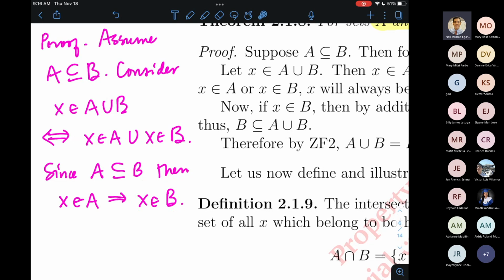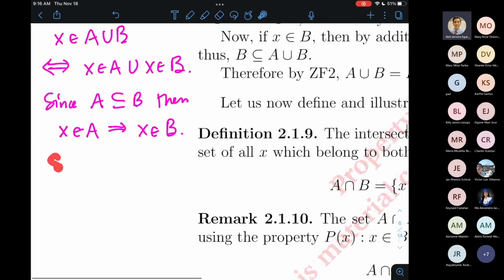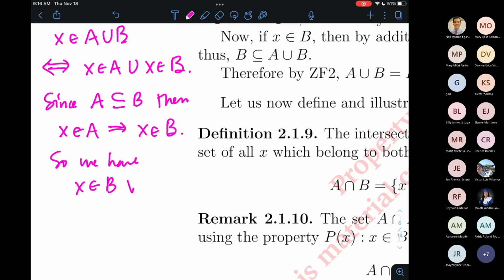But that is a rule of inference. So that means, so we have X element of B or X element of B. Mali pala. Hindi pala union yung gamit ko rito. Dapat or. Okay? Or siya dapat kasi tinranslate ko na siya into elements. Alright? So, and then, this is P or P. So, pwede natin siyang i-simplify into X element of B.